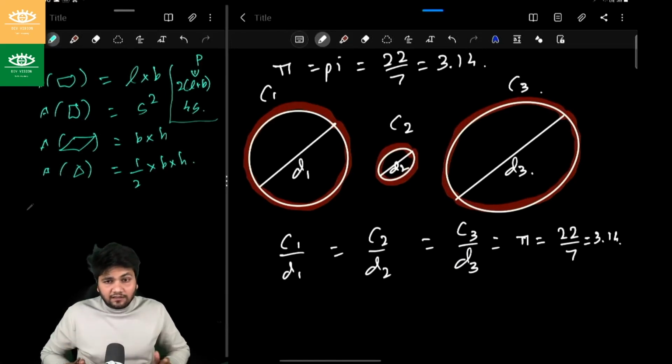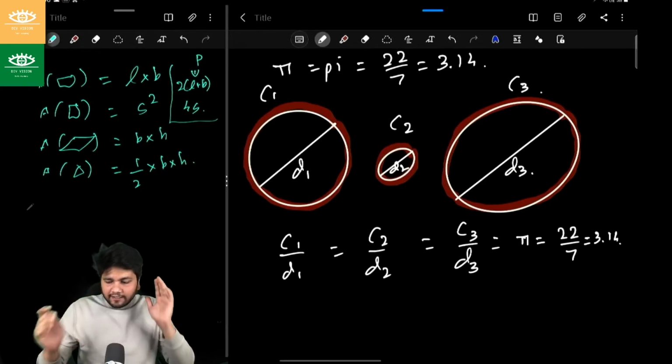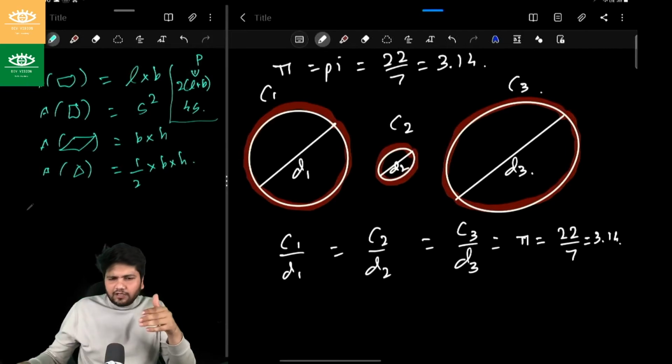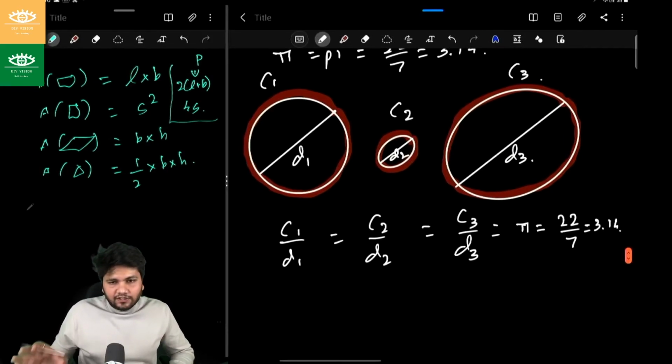Now you take any circle, you measure the length of the circle, you divide by the diameter, whatever ratio you get, it will be almost 22/7 or 3.14. Of course, it's all about the degree of accuracy. So that is the definition of pi.